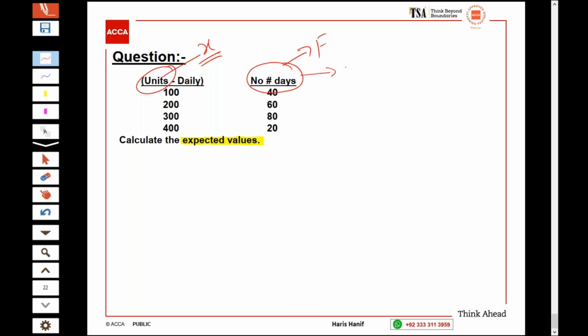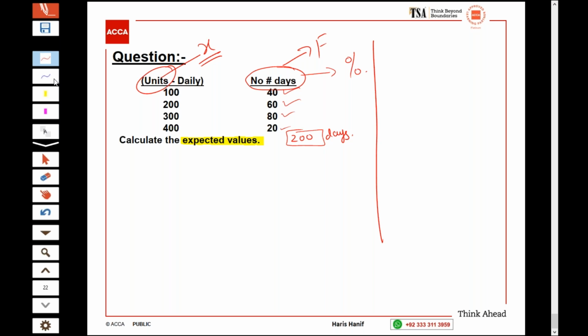And here you need to calculate the probabilities. Now, how many days are there? 40, 60, 80, and 20. Make it total. The total number of days are 40 plus 60 plus 80 plus 20. The total days are 200 days.